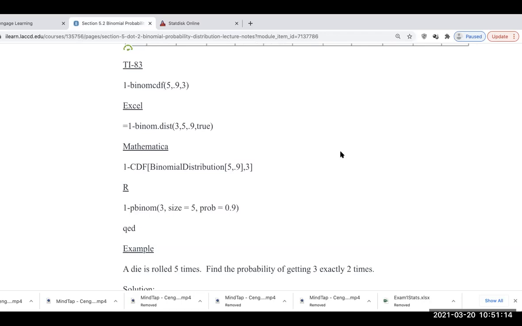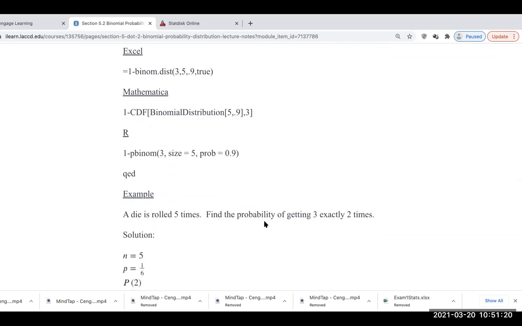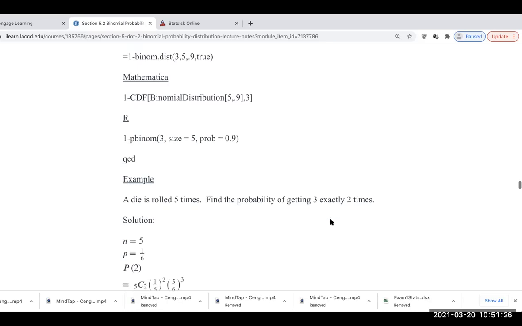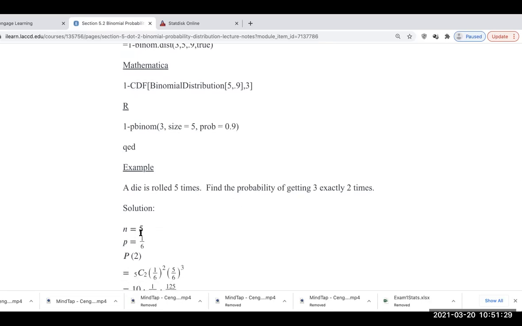Let's do the following example. A die is rolled 5 times. Find the probability of getting a 3 exactly 2 times. And so n in this case is 5. You have a fixed finite number of trials. Success in this case is rolling a 3. On a die, you can either roll a 1, a 2, a 3, a 4, a 5, or 6. Therefore, the probability of just rolling a 3 is 1 out of 6.